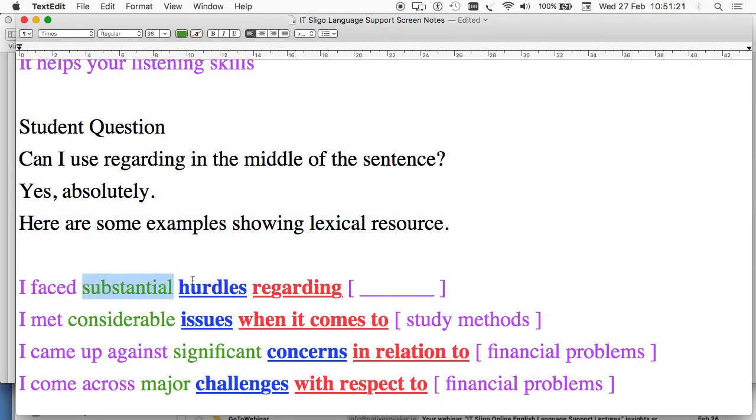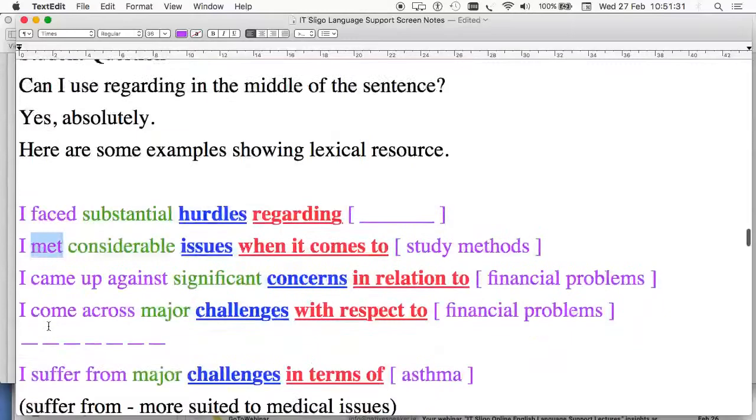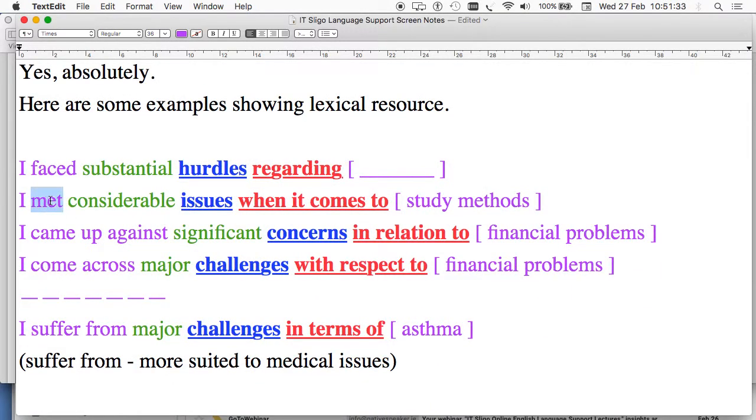I faced substantial hurdles regarding, and then you could say something. So I met considerable issues when it comes to study methods. That was one. "Met" was suggested by one of the students. It's not the most popular one, but I came up against, I come across. Okay, if I want to put that in the past, I can say I came across.